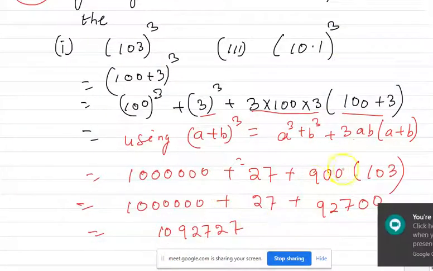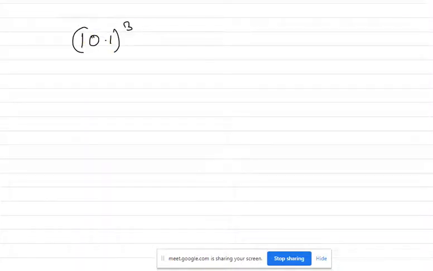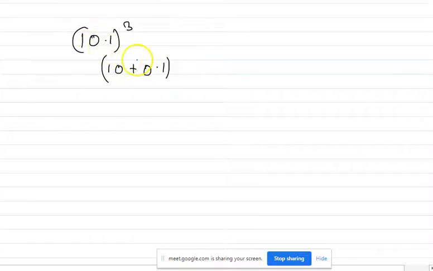Okay, next sums we will move. Sir, can you see the screen? Wait, just a minute. So the question says 10.1 whole cube, this one we have to evaluate. So how to evaluate? I'll write here 10 plus 0.1. If we do 10 plus 0.1, it will come 10.1, whole cube. Now we'll apply the A plus B whole cube formula.